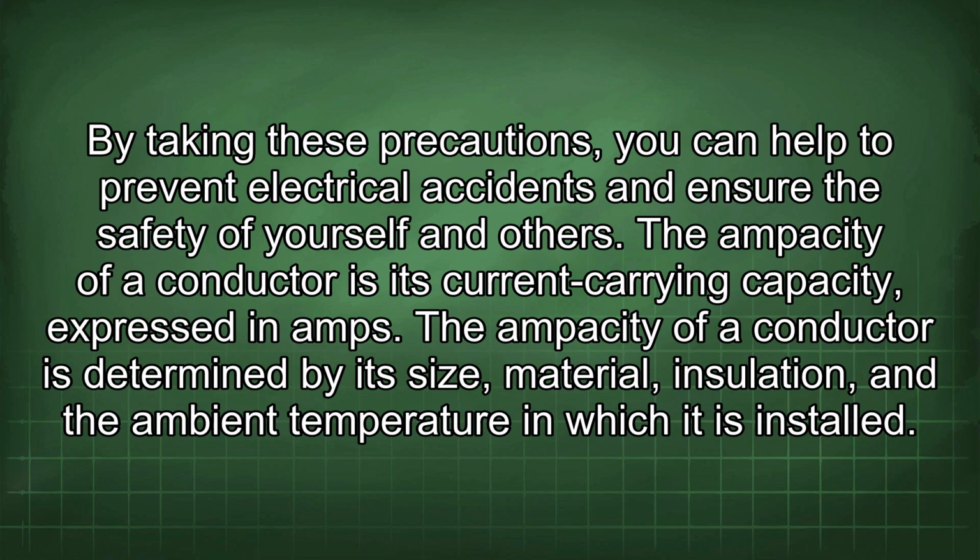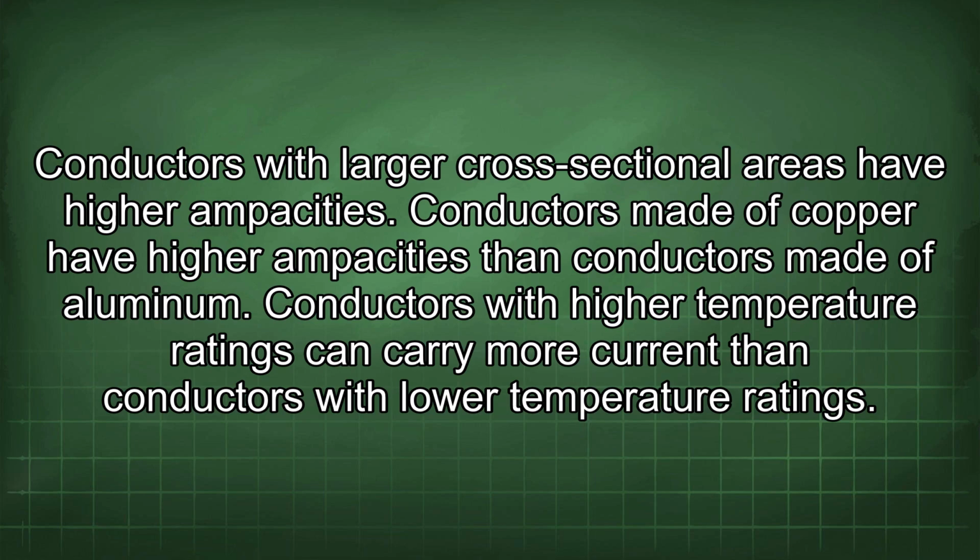The ampacity of a conductor is its current carrying capacity, expressed in amps. The ampacity of a conductor is determined by its size, material, insulation, and the ambient temperature in which it is installed. Conductors with larger cross-sectional areas have higher ampacities. Conductors made of copper have higher ampacities than conductors made of aluminum. Conductors with higher temperature ratings can carry more current than conductors with lower temperature ratings.